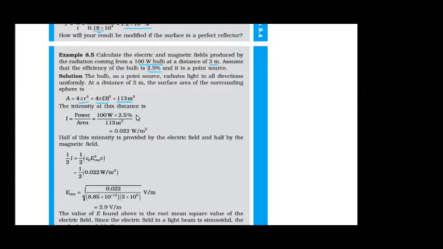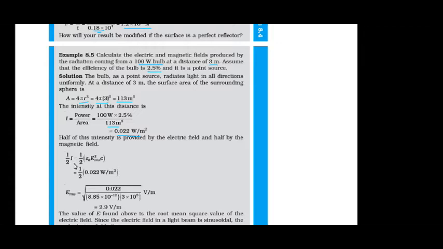The intensity at this distance is I equal to power upon area. So put the value of power, 2.5% is given, so multiply it by 2.5%, and the area is also given to you, 113 meters square. You get the intensity, that is 0.22 watt per meter square. Half of this intensity is provided by the electric field and half by the magnetic field.